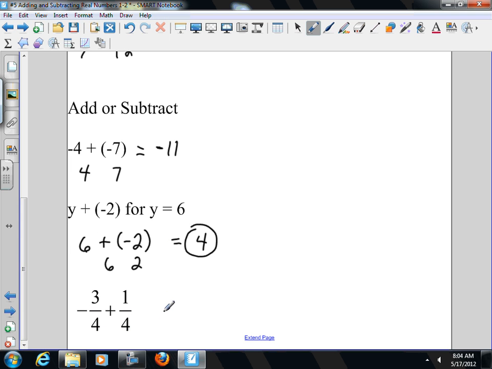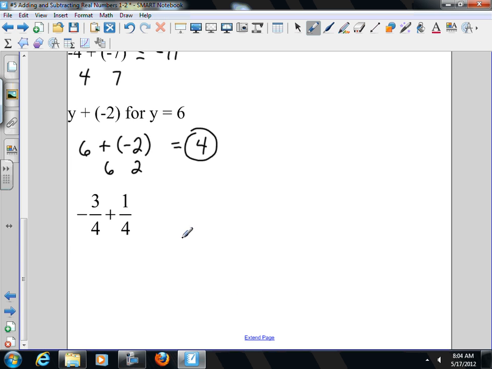This one, negative 3/4 plus 1/4. What I always do when I add and subtract fractions, if we've got a negative involved, I always stick the negative in the numerator. It usually will make your life a lot easier. So our numerators are the same.